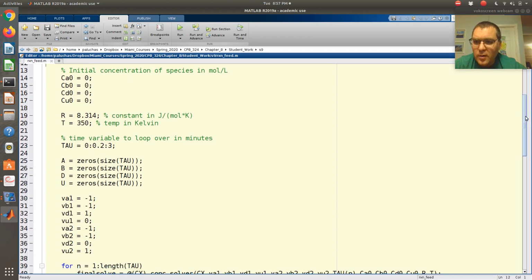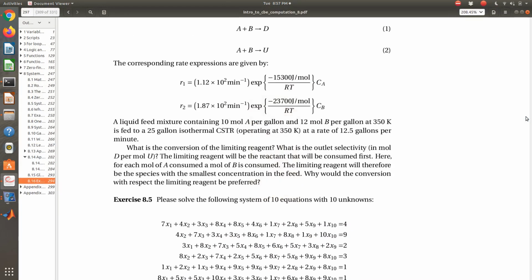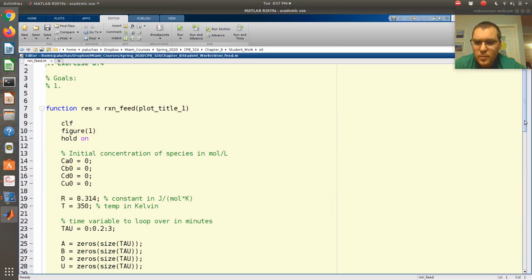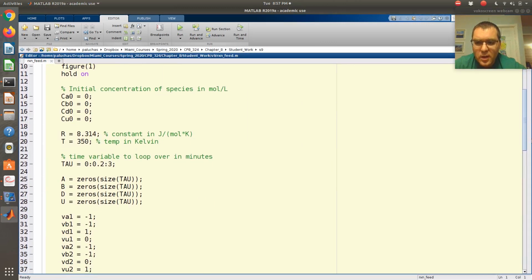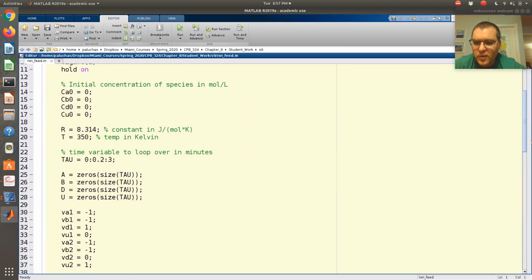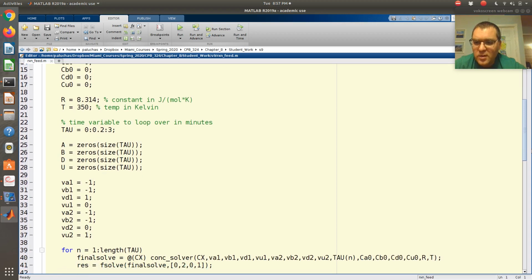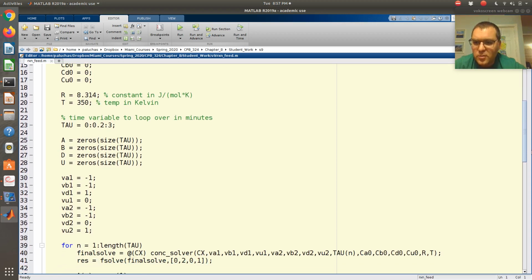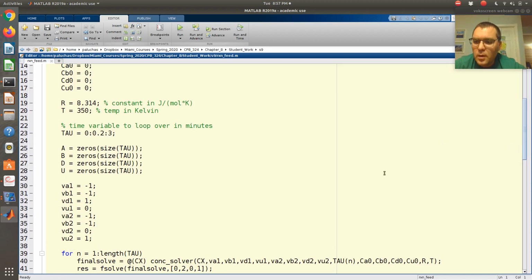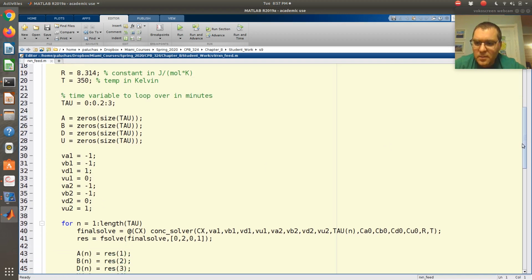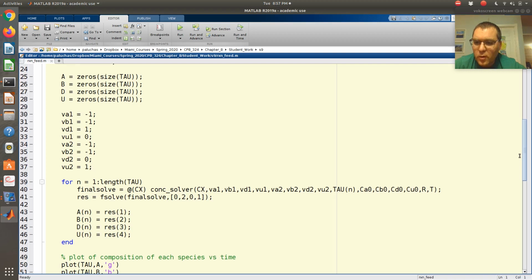So we have R and T, right? T was 350 Kelvin. Okay, that's good. You're creating a vector of taus, which is fine. We can come back to that specific case. And then you're going to solve for A, B, D, and U. So basically, it looks like we're just modifying our code from the last problems, which is good. Looking at our stoichiometric coefficients, so reaction 1, A and B react to form a desired product. Then reaction 2, A and B react to form our undesired product. Okay, that looks fine. Then we're going to loop over our tau values.